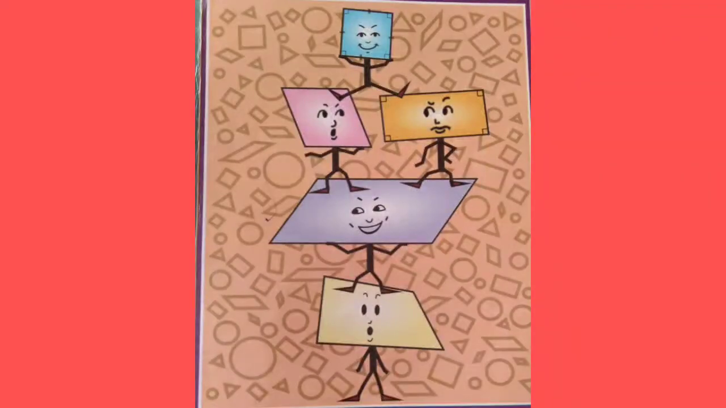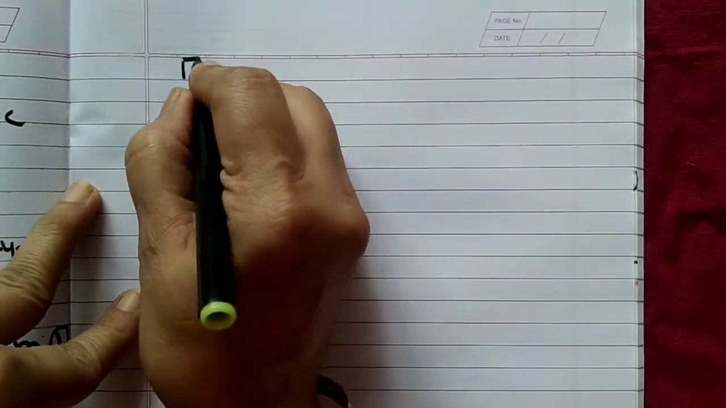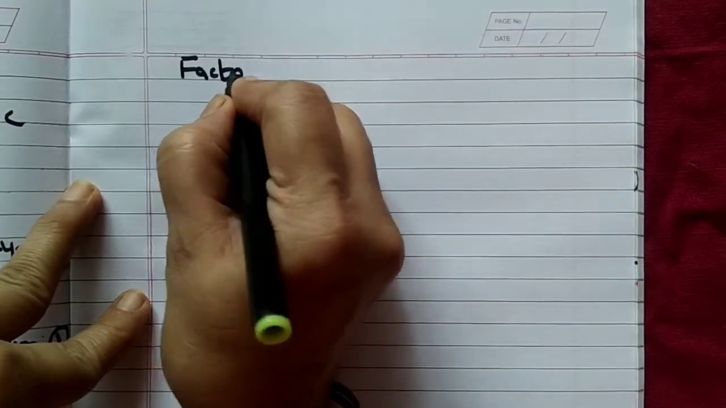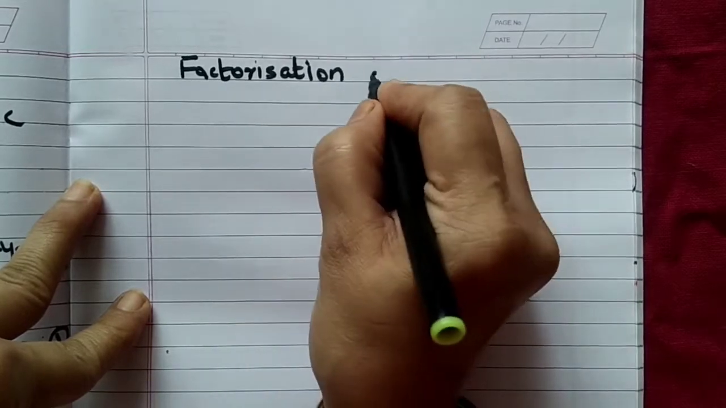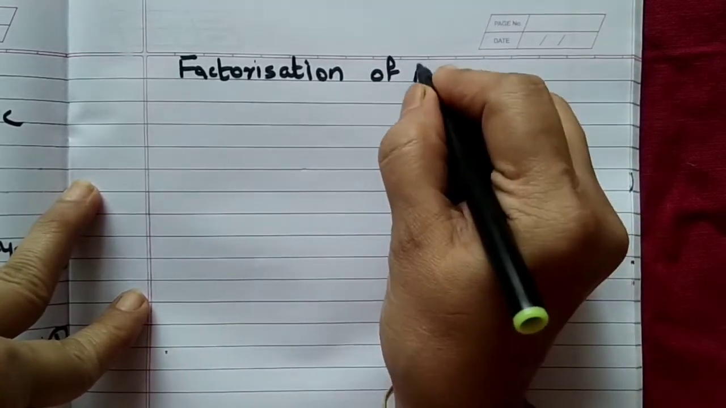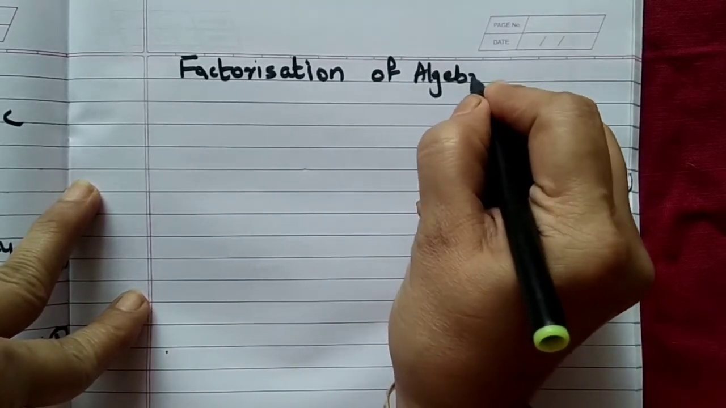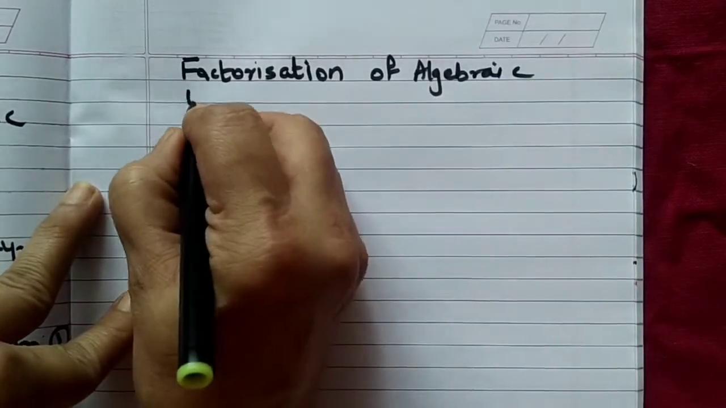Standard 8 Maths, lesson number 6, Factorization of algebraic expressions. Students, we are going to start lesson number 6 in Maths now. That is Factorization of algebraic expression.